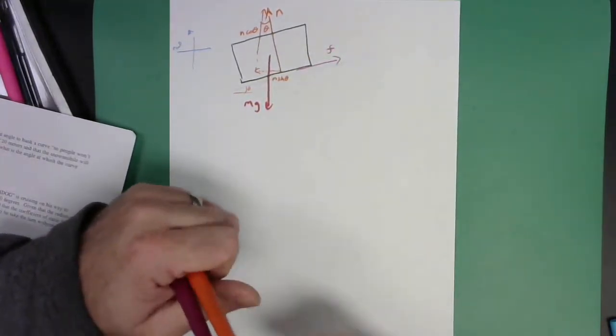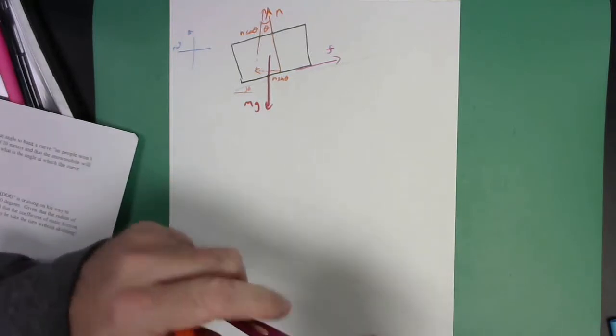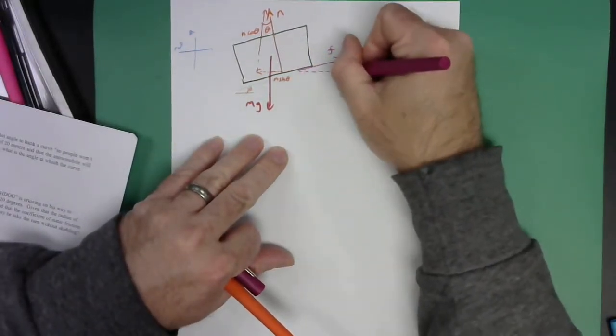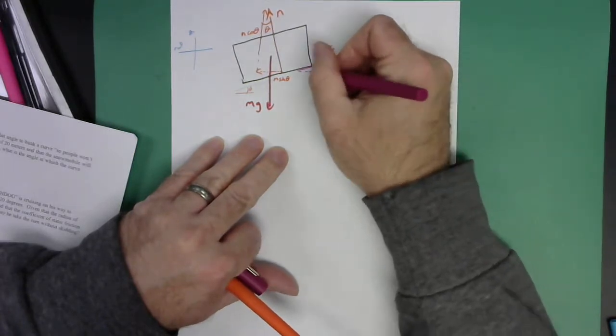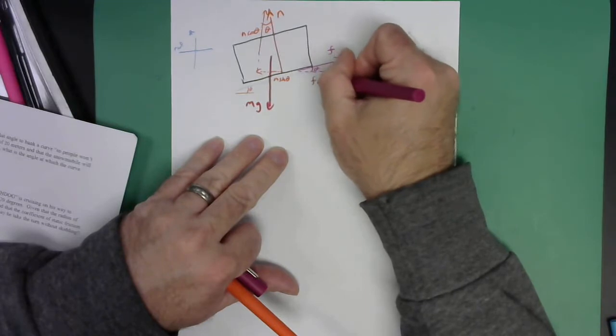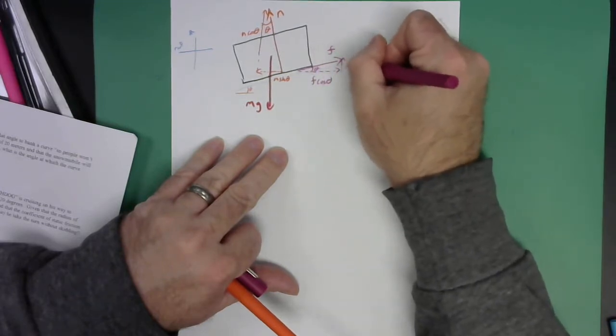Now that friction force also needs to get split into components. It's going to have a part that's going straight horizontal, that's along the radial, and a part in the z. Theta is going to be here this time. This is going to be friction cosine theta, and friction sine theta.